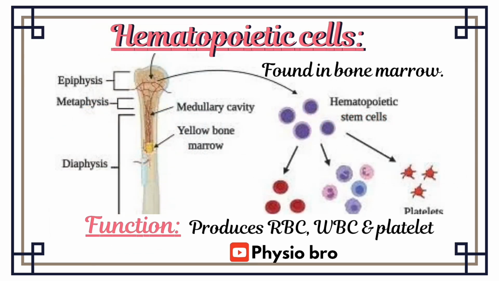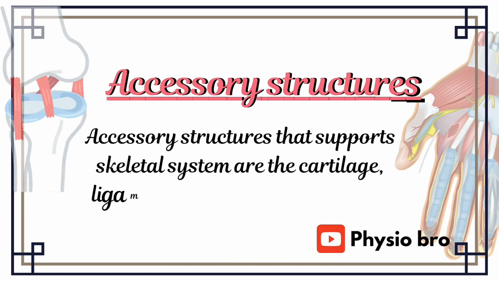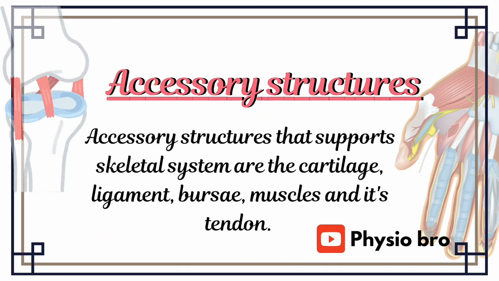Hematopoietic cells. Hematopoietic cells are found in bone marrow. Hematopoietic cells produce RBC, WBC and platelets. Accessory structures. Accessory structures that support the skeletal system are the cartilage, ligaments, bursae, muscles and their tendons.